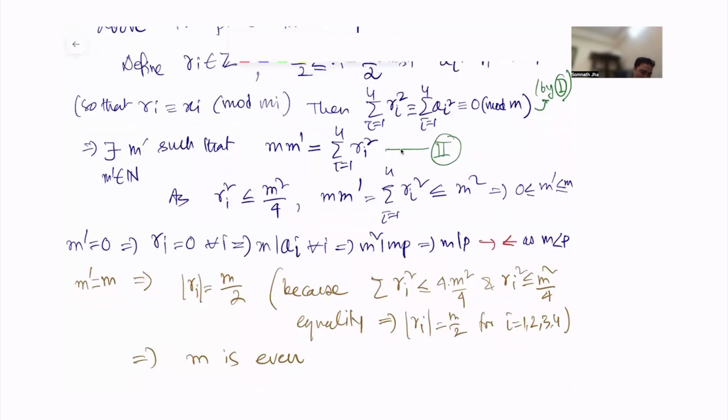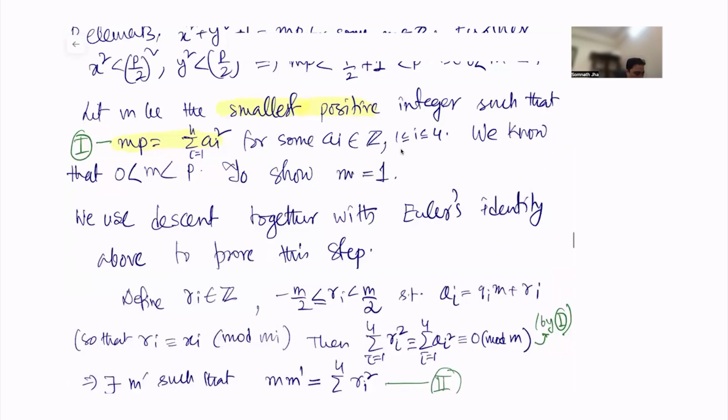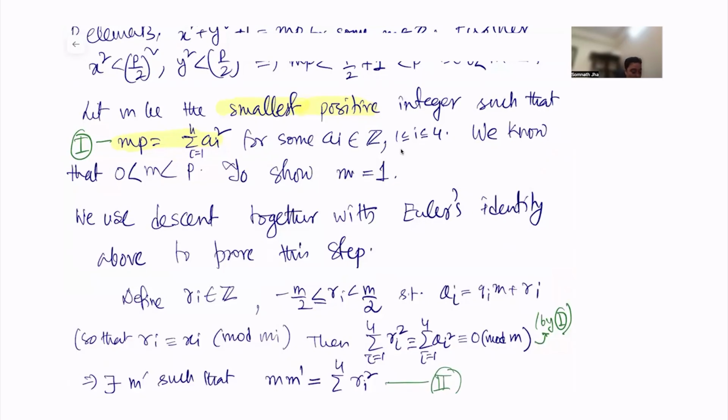Now m is even is a problem because you have m times p. Now you go back to 1. So m times p is the summation of ai squared, and if m is even, that means the sum of ai squared is even. So then an even number of them have to be odd. So either none of them are odd, or 2 of them are odd, or 4 of them, right?